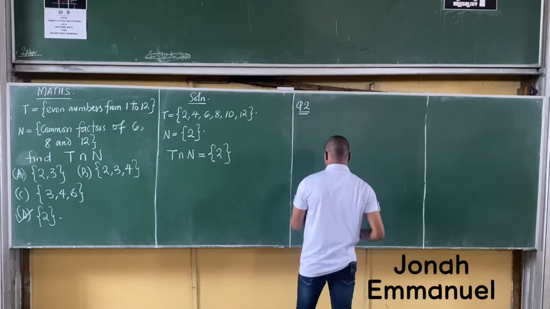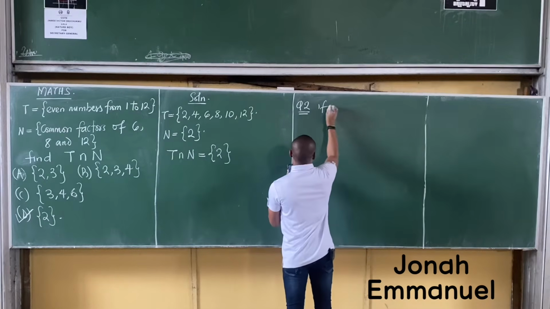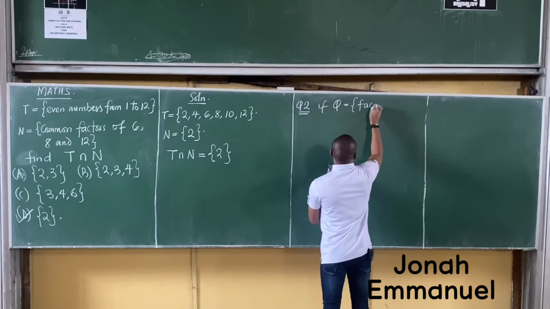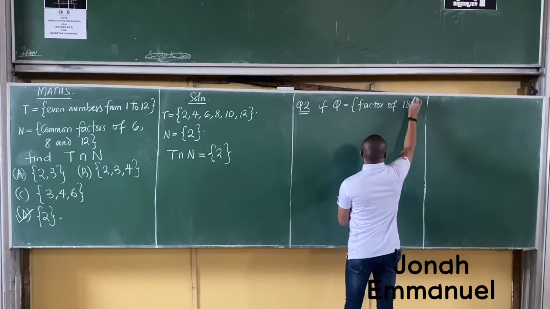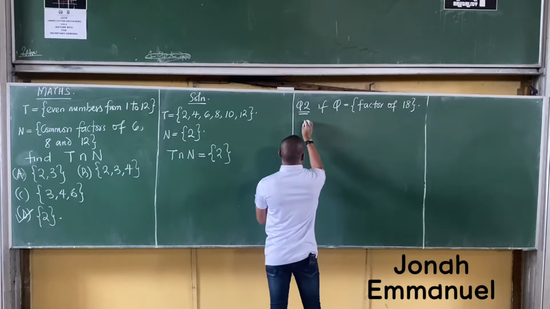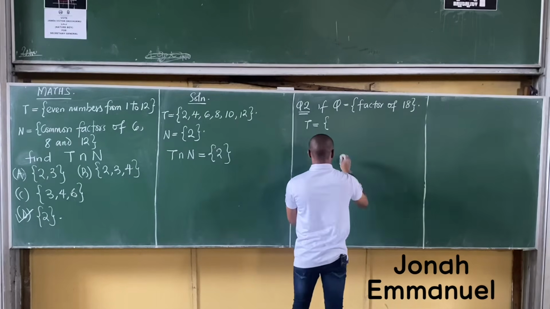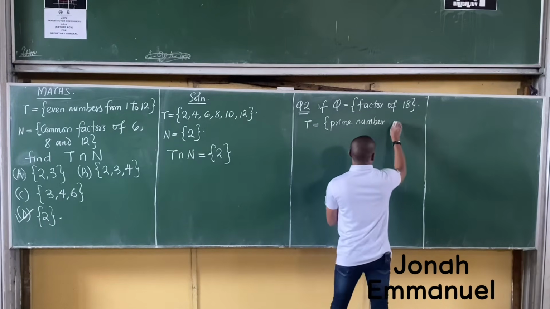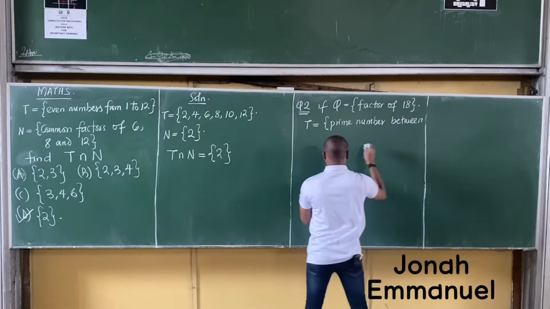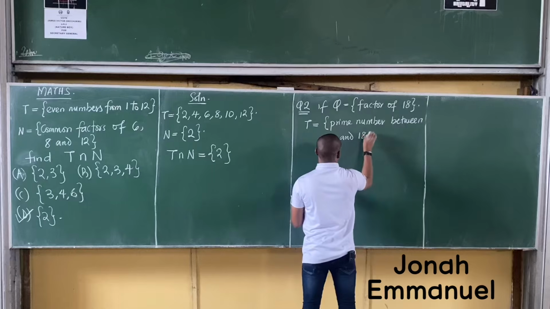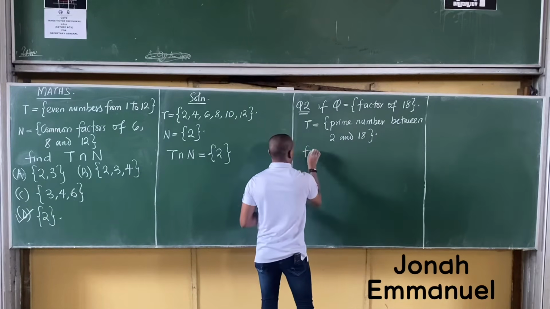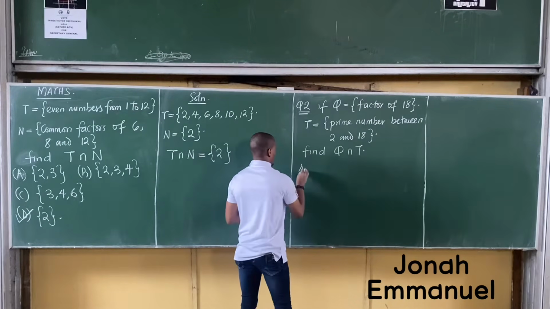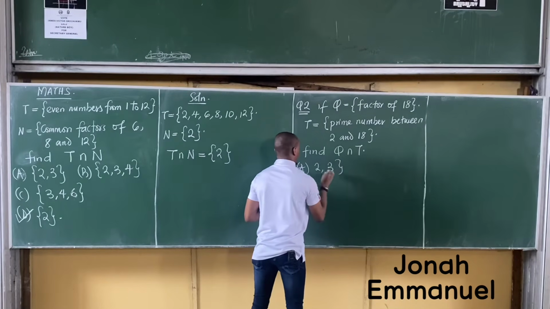Let's take question 2. Question 2 says if Q equals factors of 18 and T equals prime numbers between 2 and 18, find Q intersection T. Okay, we have 2, 3.